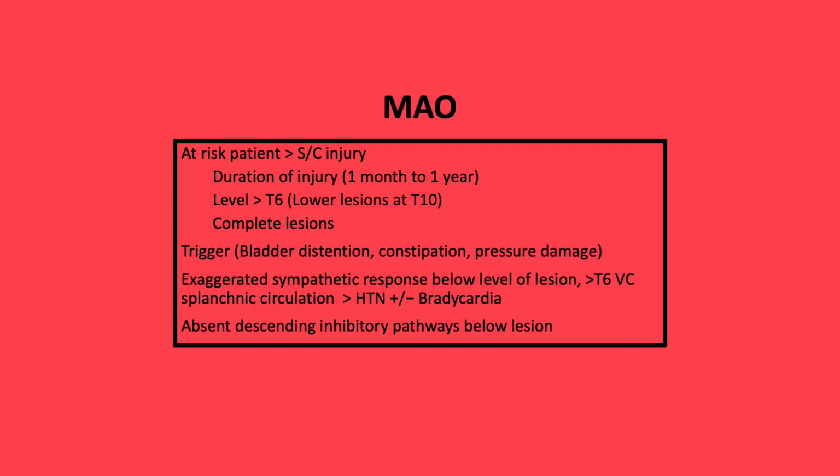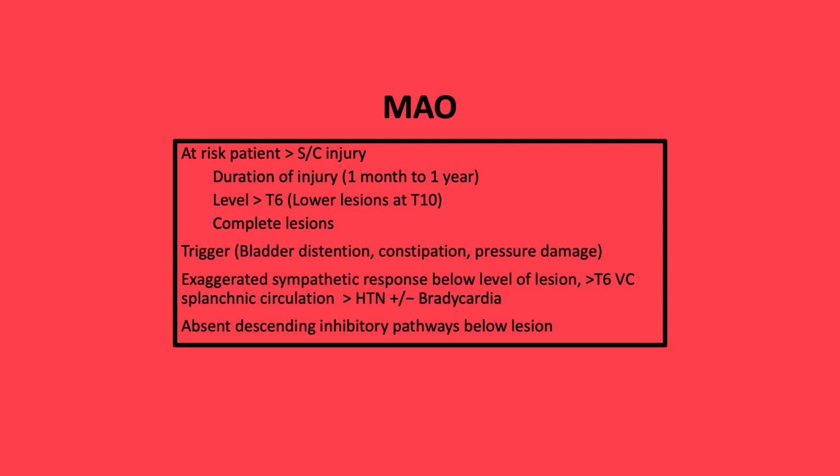Autonomic dysreflexia occurs in at-risk patients with a spinal cord injury, usually from 1 month to 1 year after the injury, with a high injury usually above T6, but it can occur at low injuries above T10, and the lesion is usually complete. There's a trigger. Pain induced by bladder distension, constipation, or pressure damage are just a few examples.